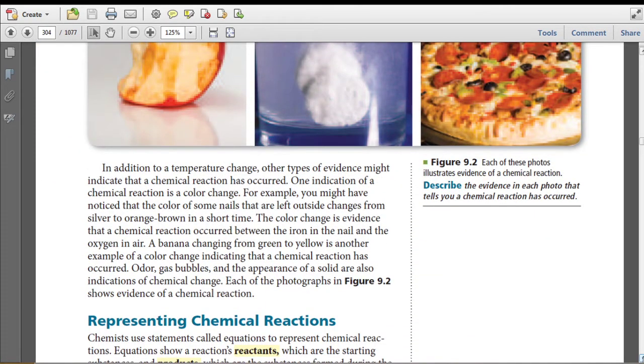In addition to temperature change, other types of evidence might indicate that a chemical reaction has occurred. One indication of a chemical reaction is a color change. For example, you might have noticed that the color of some nails that are left outside changes from silver to orange-brown in a short time. The color change is evidence that a chemical reaction occurred between the iron in the nail and the oxygen in the air. A banana changing from green to yellow is another example of color change, indicating that a chemical reaction has occurred. Odor, gas bubbles, and the appearance of a solid are also indications of chemical change.